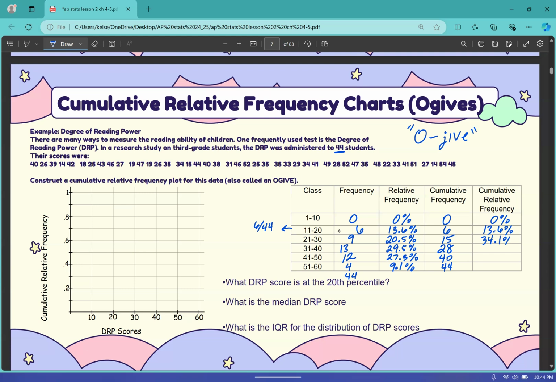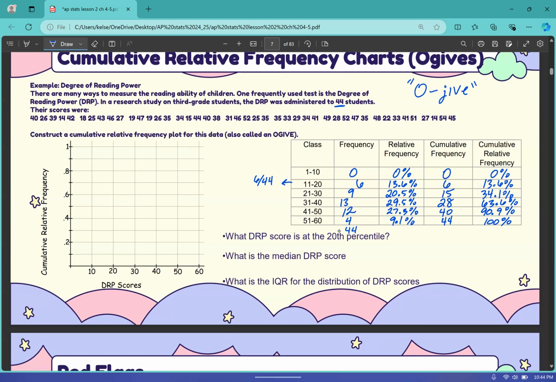34.1%. Then add on the next percentage, which is that 29.5, and you'll get 63.6%. Add on the next one, you will get 90.9%. And then you add on that final 9.1 and you will get 100%. So our numbers played nicely. But again, if you're just a little bit off from 100 because of rounding, that's okay.